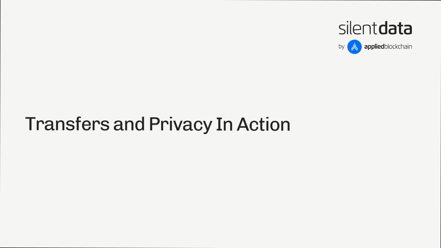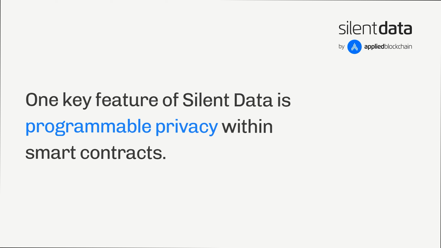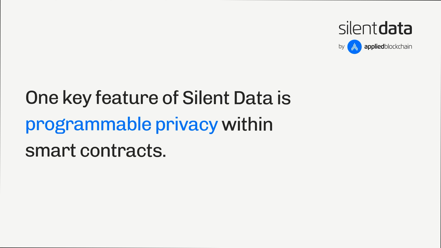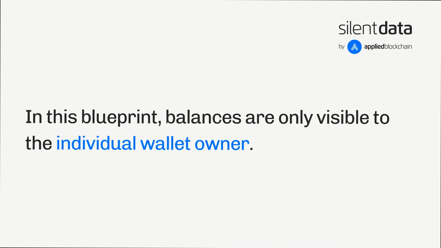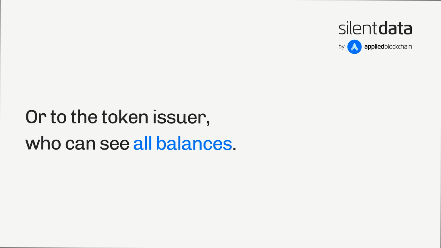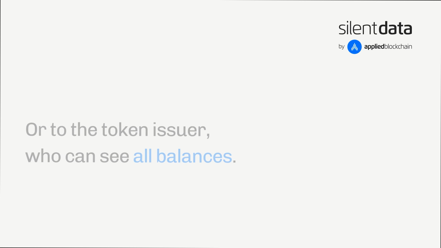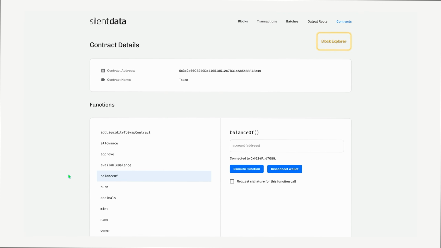Transfers and privacy in action. One key feature of Silent Data is programmable privacy within smart contracts. In this blueprint, balances are only visible to the individual wallet owner or to the token issuer who can see all balances. We can see this in the Block Explorer. Here's the Planet token contract.